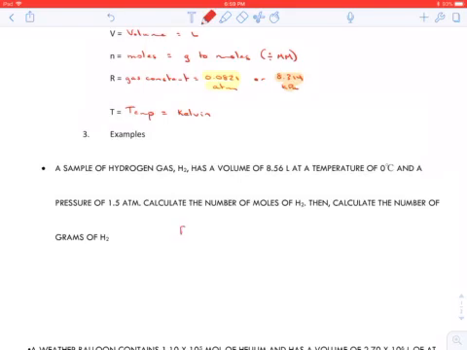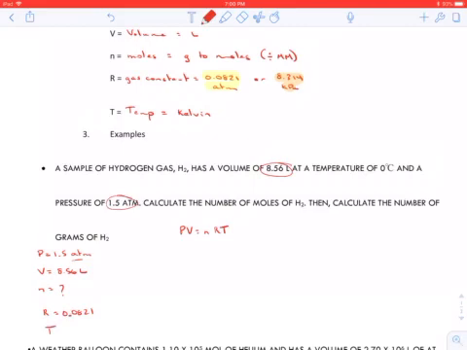Our formula is PV equals nRT. Let's go through and find what we have. P, our pressure, is 1.5 atm, so we'll plug that in there. V is our volume, 8.56 liters. Notice it's already in liters, so we're set. We have N, and it says calculate the number of moles, so we're looking for moles. R is our gas constant. This is where we have to see which pressure unit we have. We have atm, so we're going to use 0.0821 as our constant.